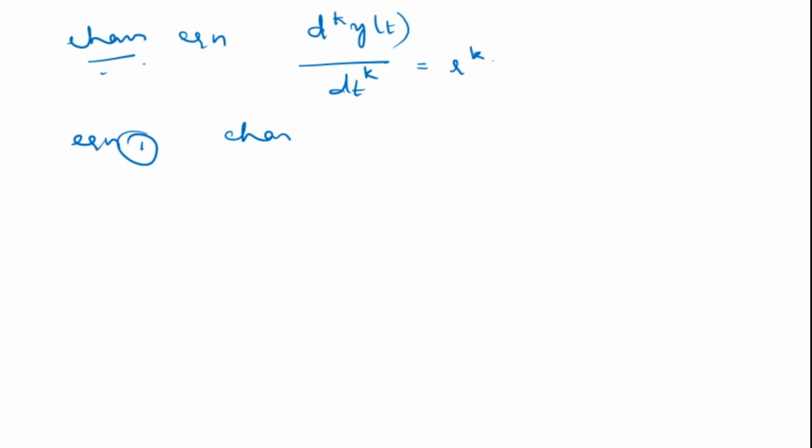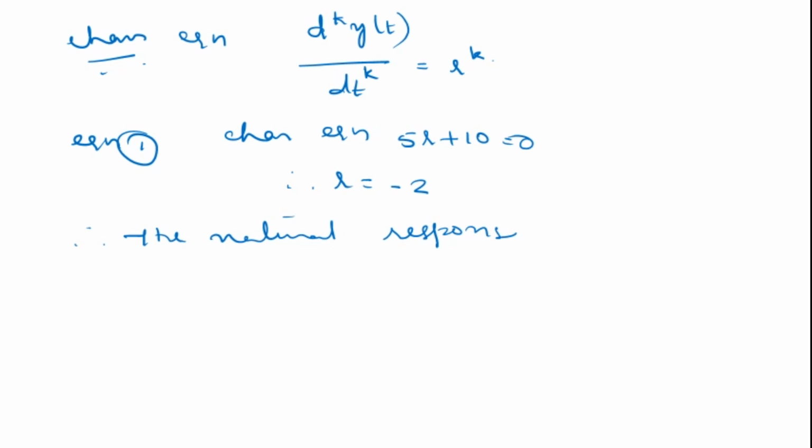Now, to get the characteristic equation, replace d^k y(t)/dt^k with r^k. Then, from equation number 1, we get the characteristic equation as 5r plus 10 is equal to 0, or r is equal to minus 2. Therefore, the natural response equation is yn(t) is equal to summation i is equal to 1 to n of ci e^(ri t).